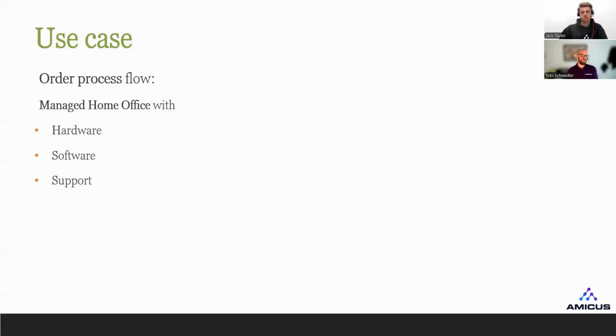Maybe a more sophisticated use case is different subscription elements combined into one headline. For example, I created this managed home office here. It consists of hardware, software, and support for the hardware and the software, and this is all combined into one, with a sales process, maybe even upfront. So this is pretty straightforward.